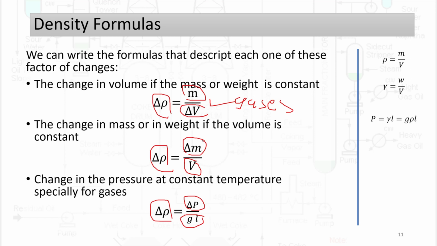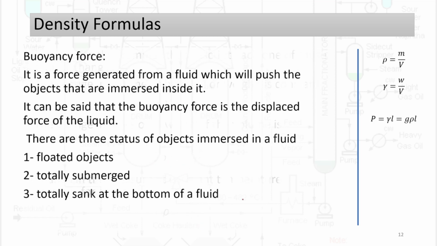Of course, if the mass is changed and the volume does not change, that means my density is changed. If you increase the mass and the volume stays the same, there is no effect on the volume size. That means my density is increased. Also, the same thing for hydrostatic pressure. Increasing the pressure and fixing the height and the gravity means the density is increased. All these factors affect and the density changes.